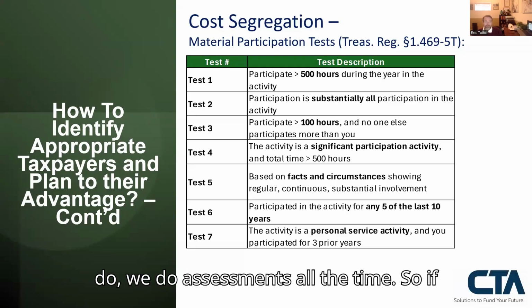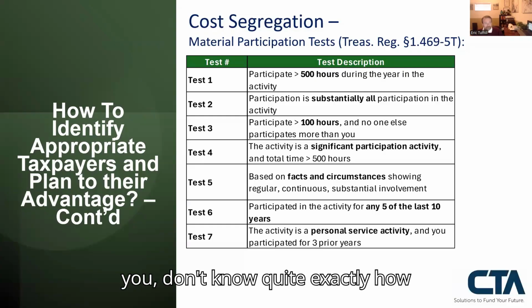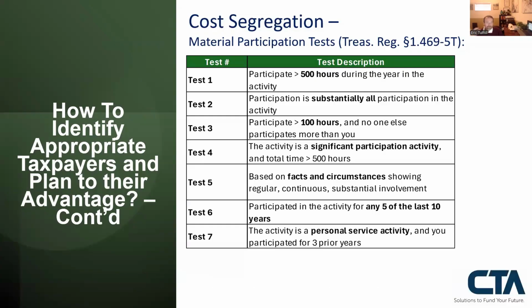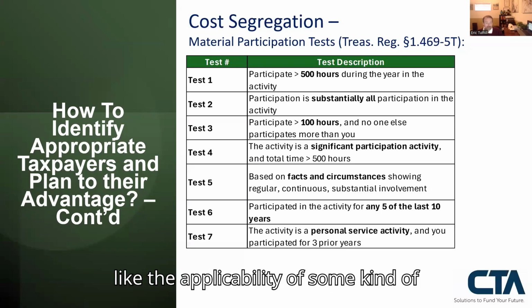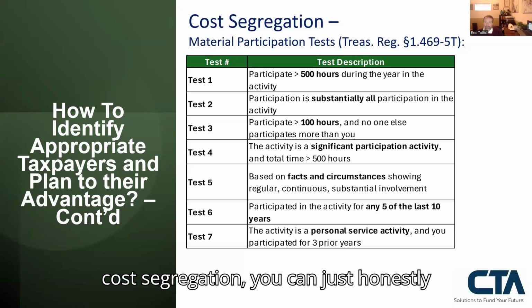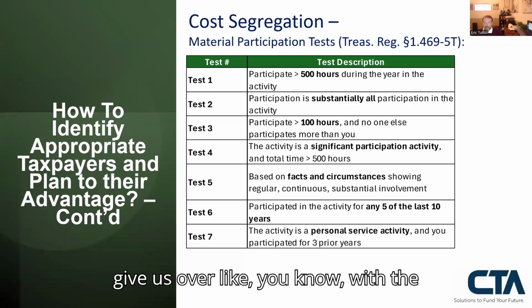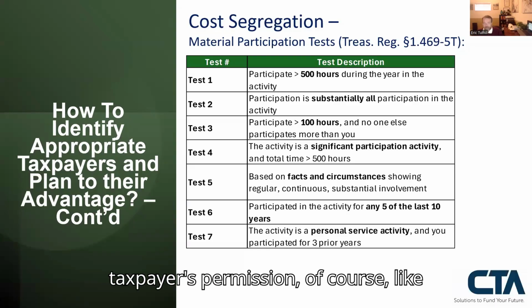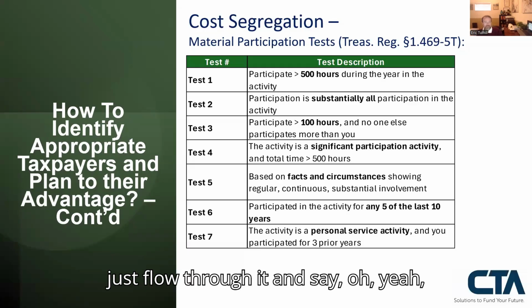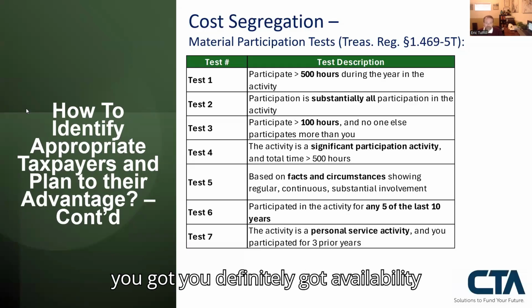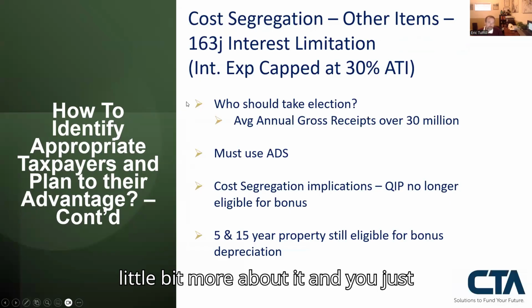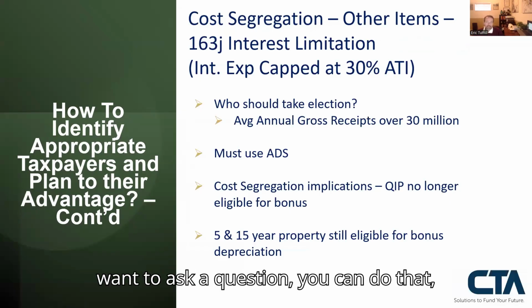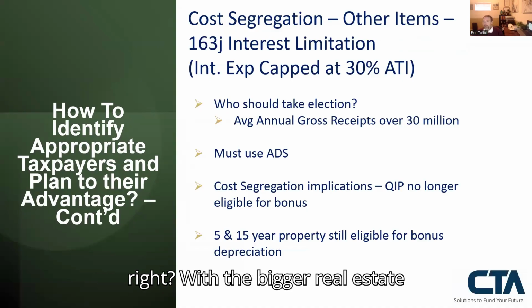And I mean, we do assessments all the time. So if you don't know exactly how to treat a particular one, and you're just wondering if they have the applicability of some kind of cost segregation, you can honestly give us a tax return, with the taxpayer's permission, of course. We can just flow through it and say, oh yeah, you definitely have availability there. Or if you know a little bit more about it and you just want to ask a question, you can do that, right?